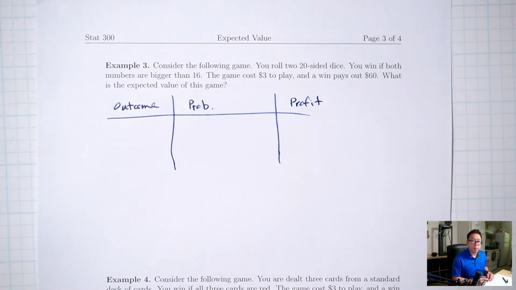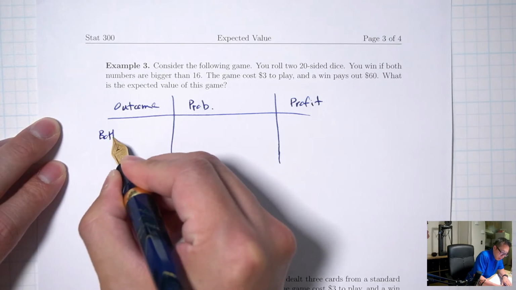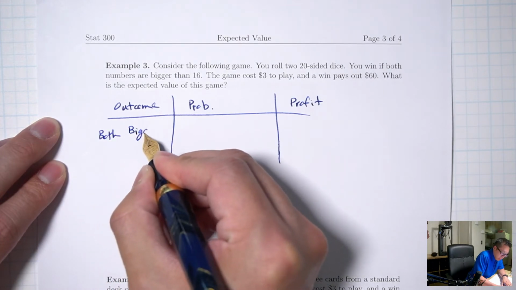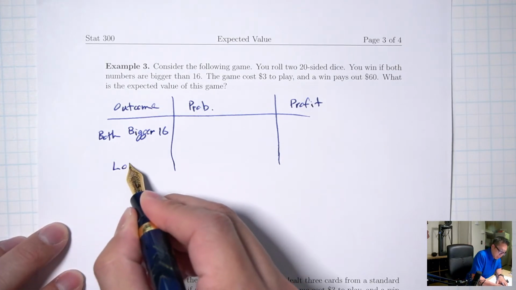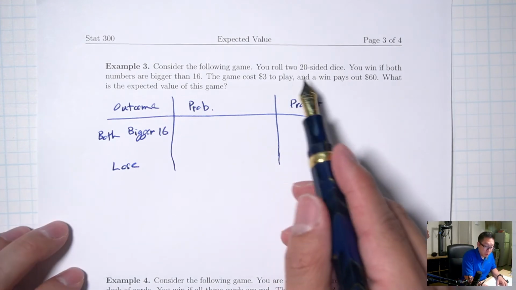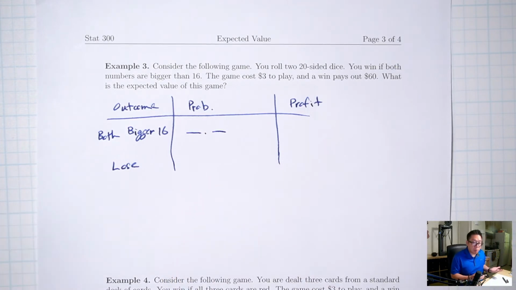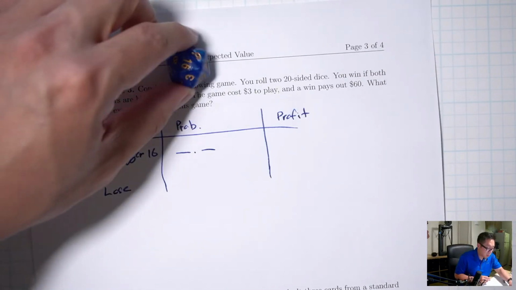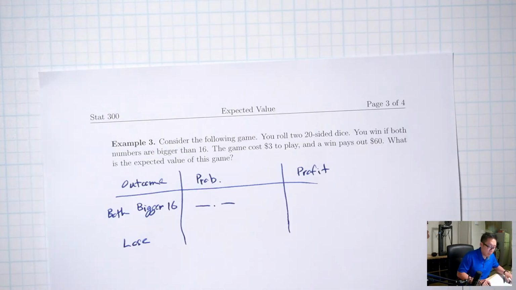Right. So how do we win this game? There's only one way to win. You win if both numbers are bigger than 16. Otherwise, you lose. So what's the probability that both are bigger than 16? Here we're talking about 2 dice, so I should have 2 fractions. When I roll a 20-sided dice, I could get a 1, 2, 3, 4, all the way up to 20.